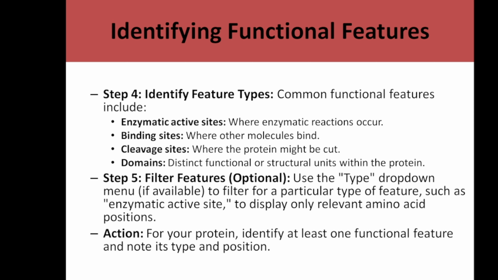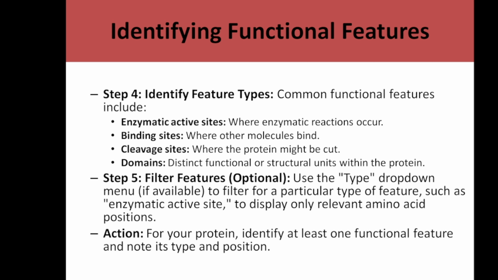The next, which is step 4, is to identify feature types of the protein, like the common functional features. It could be enzymatic active sites, that is where enzymatic reactions occur. On that bar you are still going to have a section for binding sites, where other molecules will be able to bind, cleavage sites, where the protein might be cut, and the domain, which is made of distinct functional or structural units within that protein.